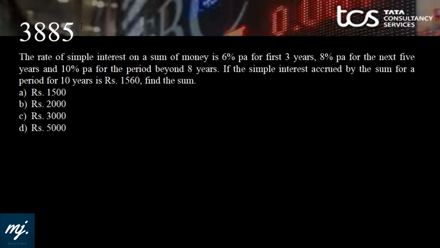Okay, the next one is also from simple interest. The rate of simple interest on a sum of money is 6% per annum for the first 3 years. So first 3 years applicable rate would be 6%, 8% per annum for the next 5 years. Next 5 years means till 8 years, then 8% interest would be received for next 5 years.